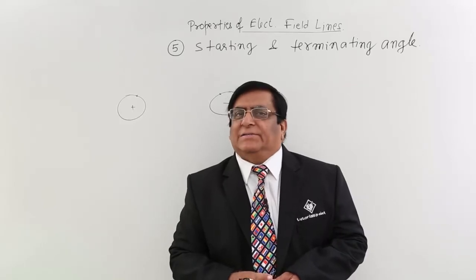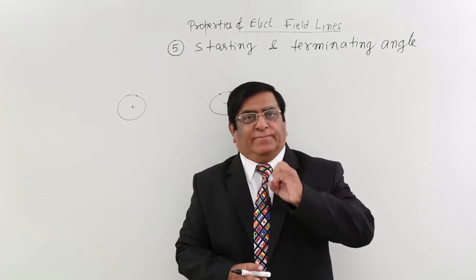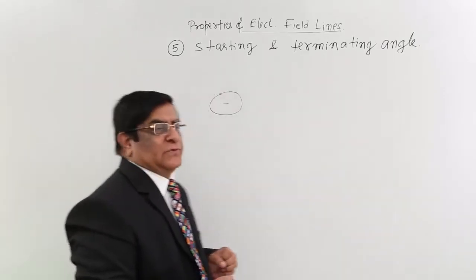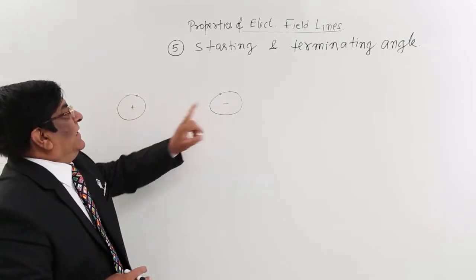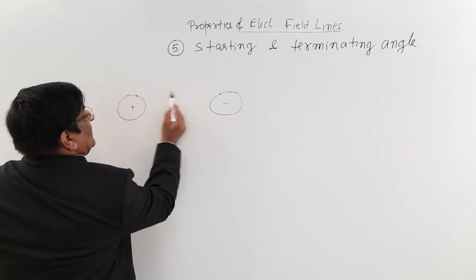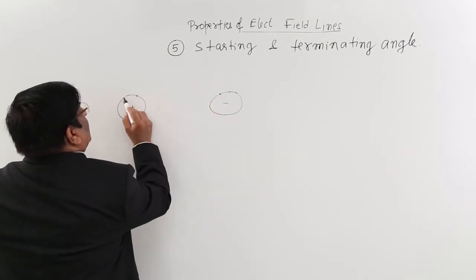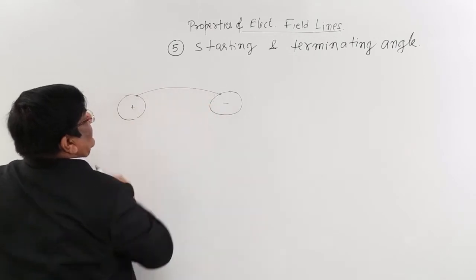The electric field lines always start from a positively charged body, and terminate at the negatively charged body. The line starts from this point and terminates at this point because the charges are on the surface. So this is the line.